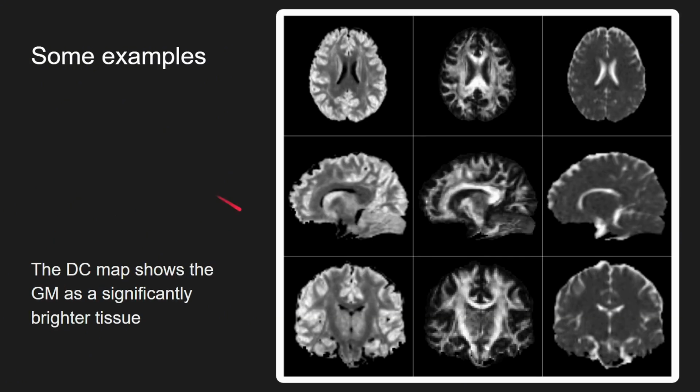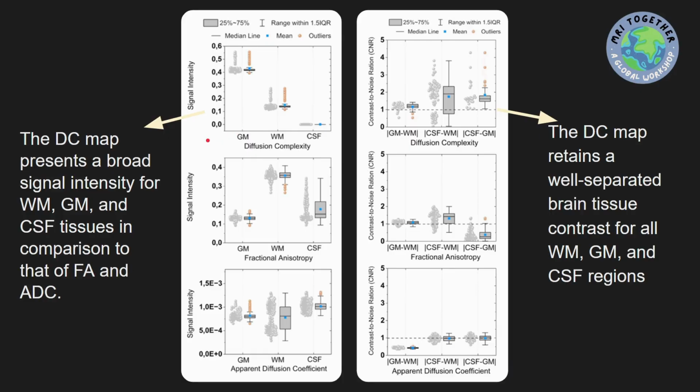Okay, some examples here just show our results in comparison with FA and the ADC. The first thing that came up to us is that gray matter actually shows the maximum intensity value for this DC map. Then it's good to see that our DC map presents very nicely separated regions in the image, so we can differentiate all the tissues.